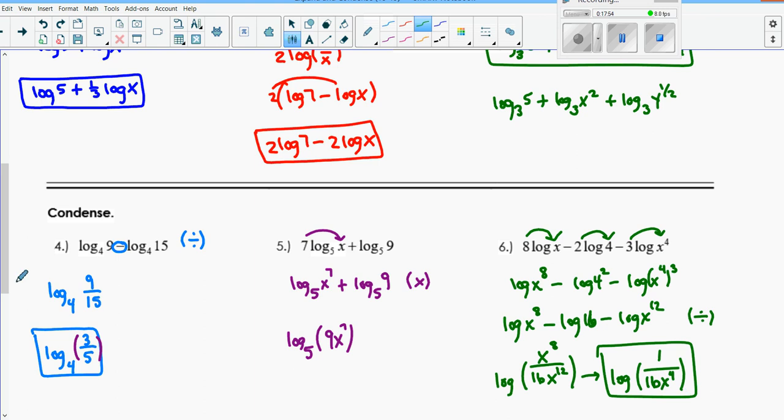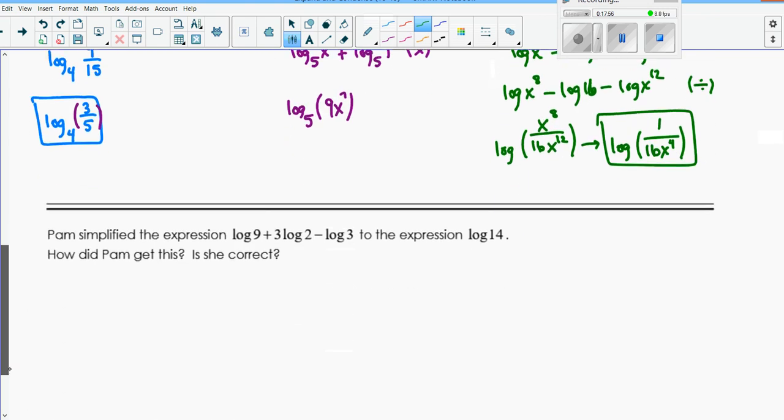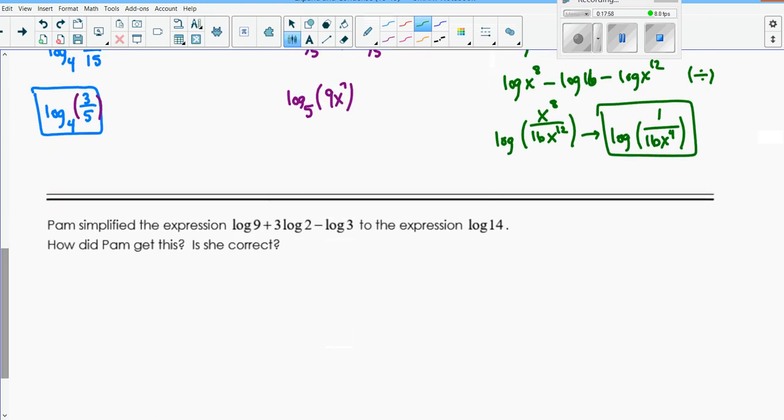Okay, last question. Pam simplified the expression log of 9 plus log of 2 minus log of 3 to the expression log of 14. Okay, we want to know, how did Pam get this, and is she correct? So before we answer the question of is she correct, how she got it doesn't really matter which one comes first or which one comes second. I'm just going to do it in the order it was written.